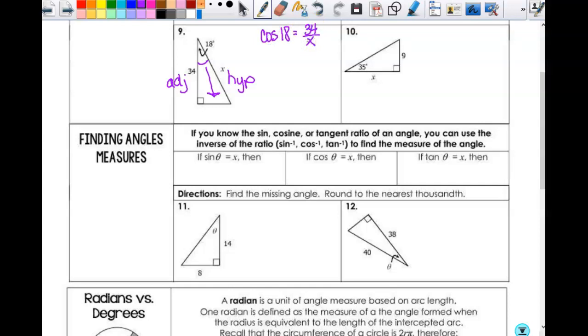So am I going to multiply both sides by 34? No. Am I going to divide both sides by 34? No. I need to get x out of the denominator. So what do I multiply by? X. I multiply both sides by x so that those cancel out. And I get x times the cosine of 18 equals 34. And then, yes, I divide by cosine of 18. Those cancel out. So I get x equals 34 over the cosine of 18, and then I wait patiently until we get a calculator. Okay? What questions do you have? All right, then you do number 10.